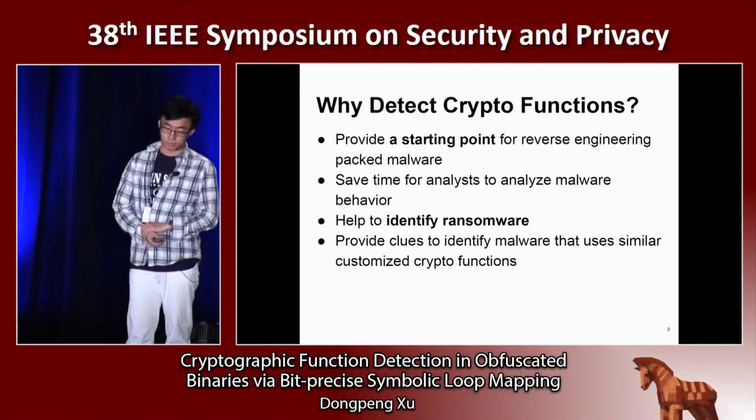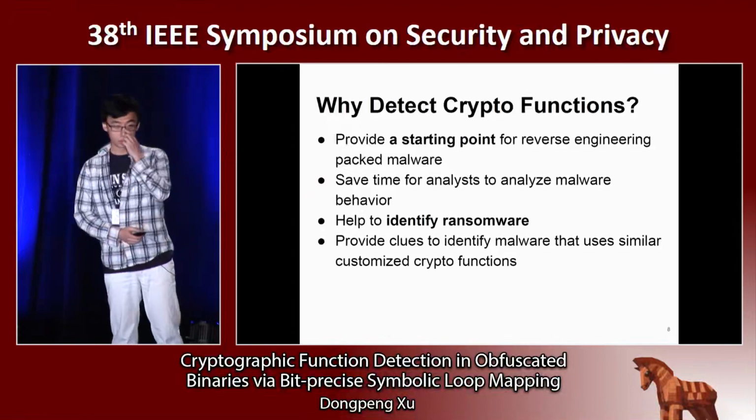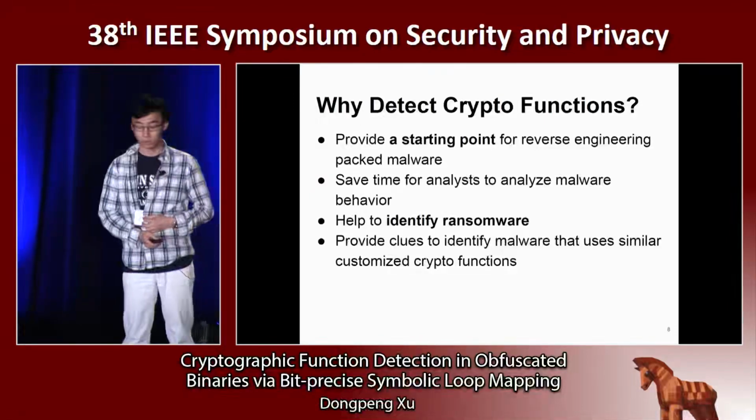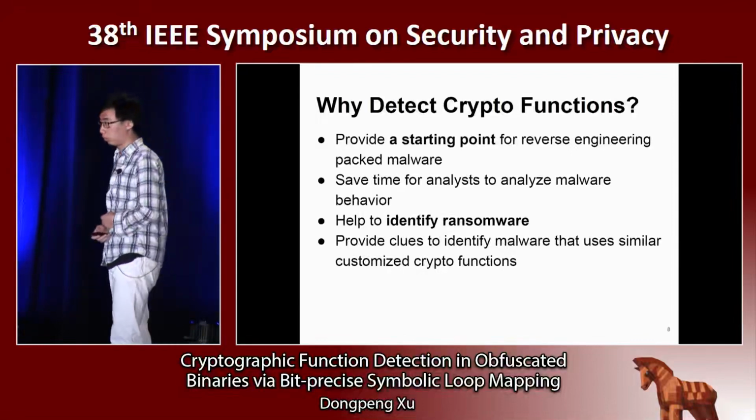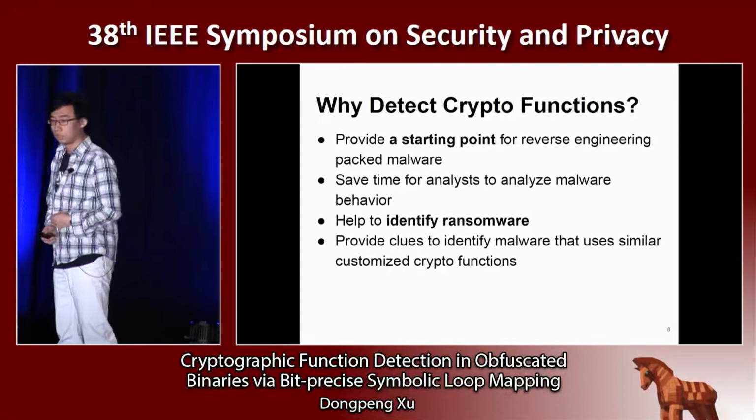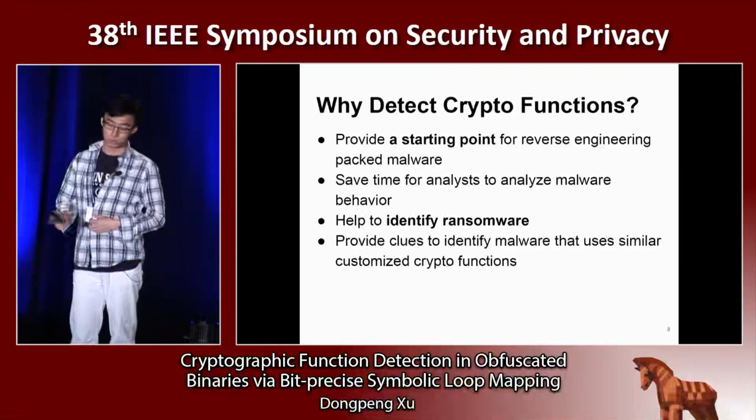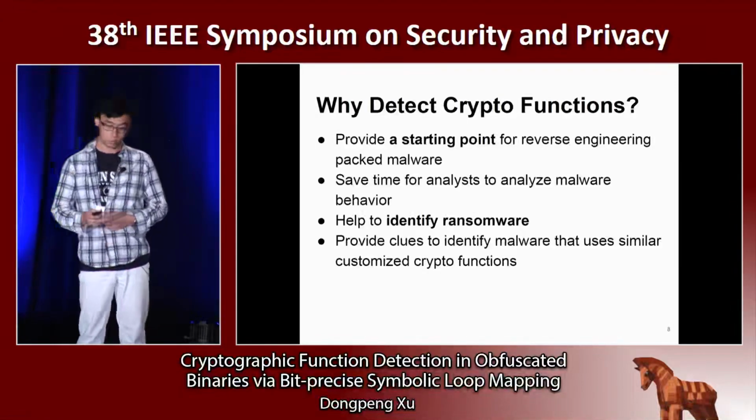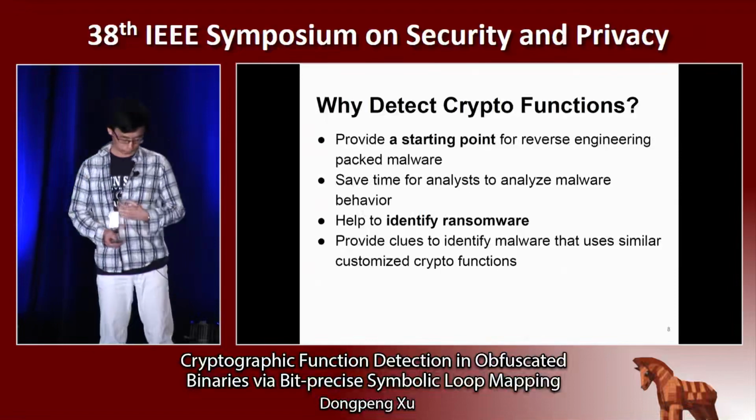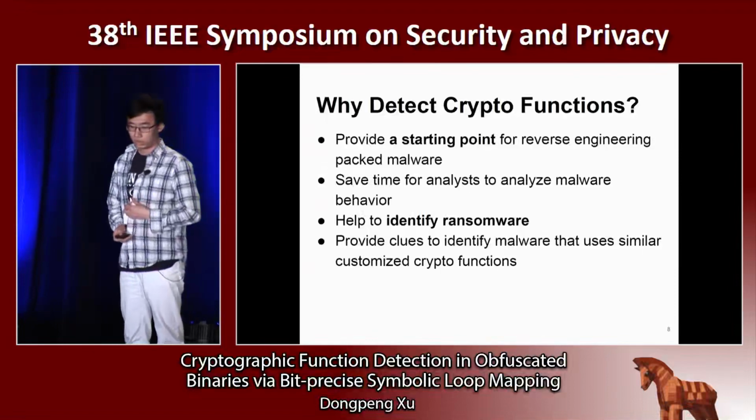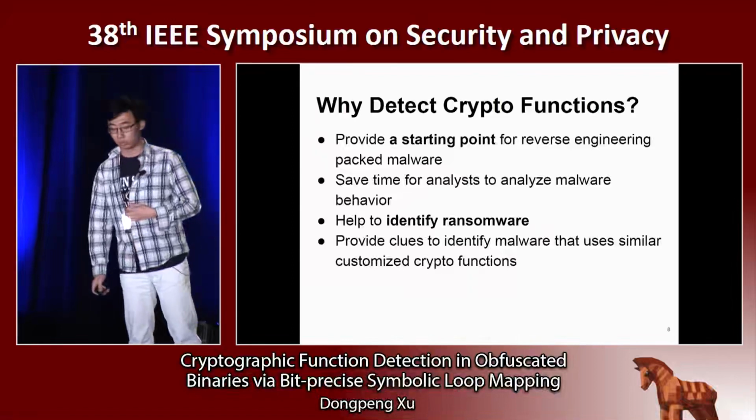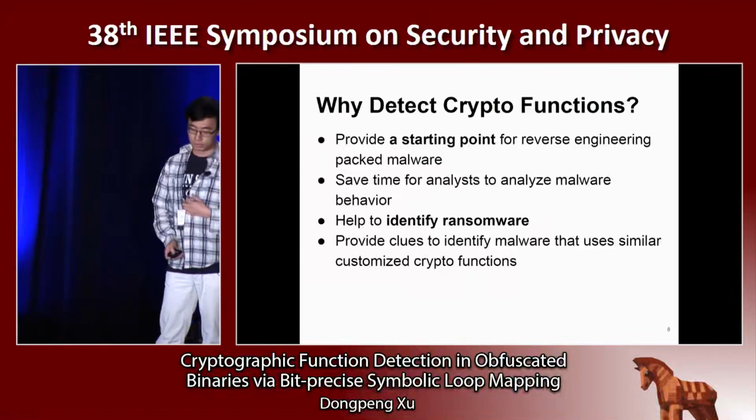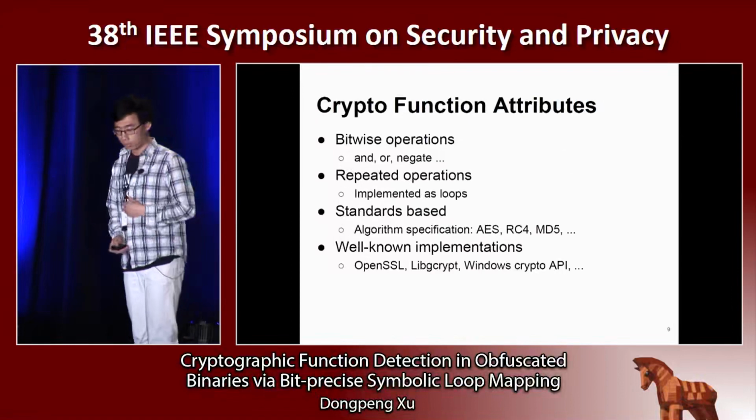And lastly, some malware developers customize crypto functions. If we can identify those customized crypto functions in other programs, then it is very likely that those programs are malware from the same author. So, so far we have answered the question of why we need to detect crypto functions. The next question is how?